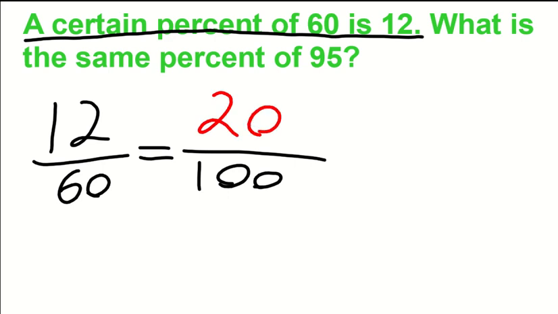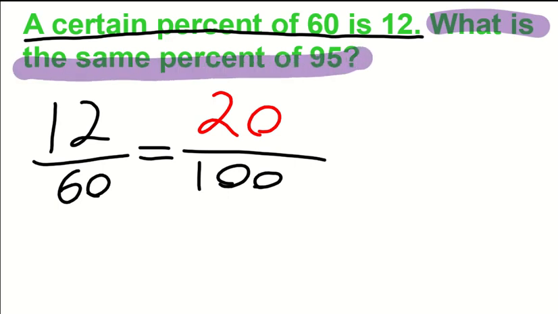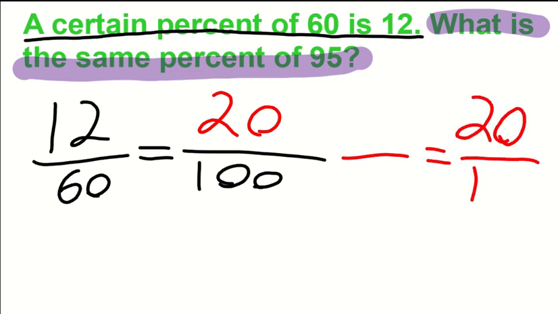All right, then the next part says what is the same percent of 95? So what we're doing is we're taking that percentage we got and using it again, the same percent of 95. Sari? Judah? 19's correct.